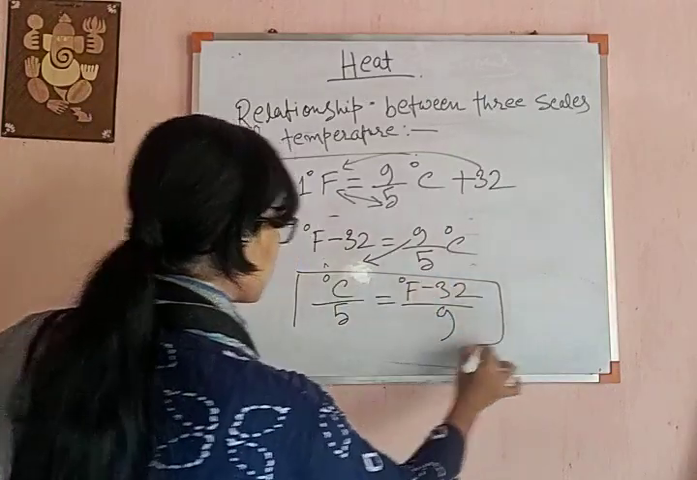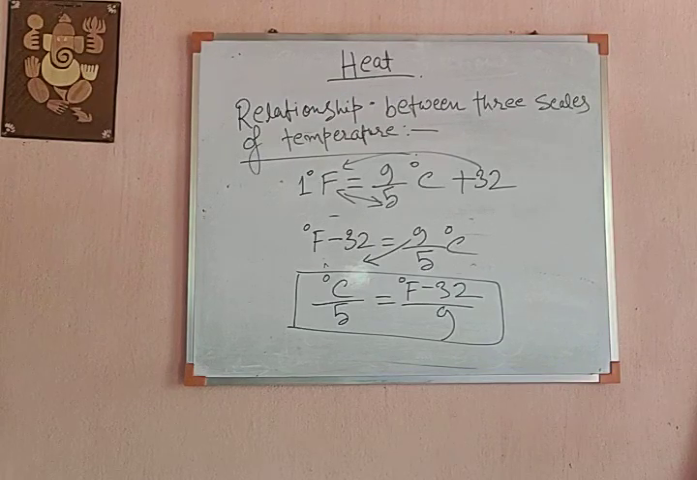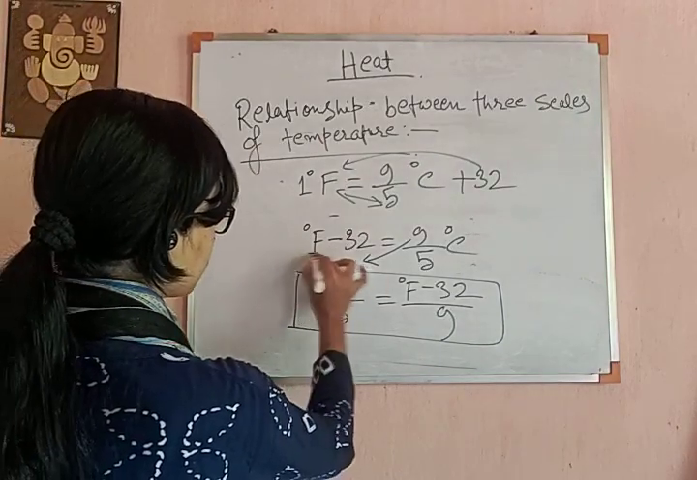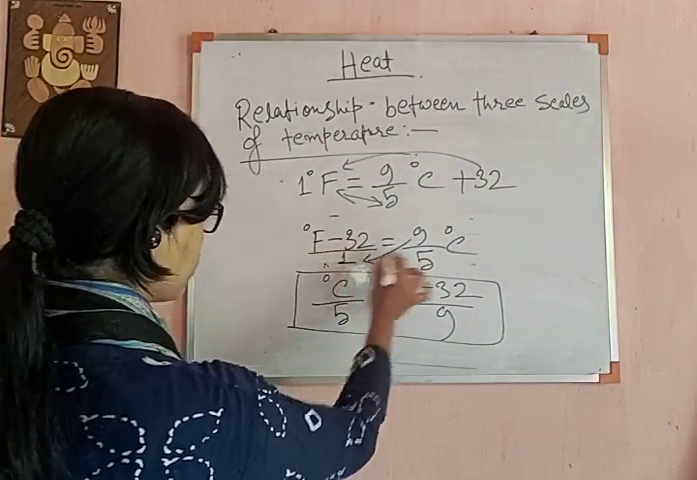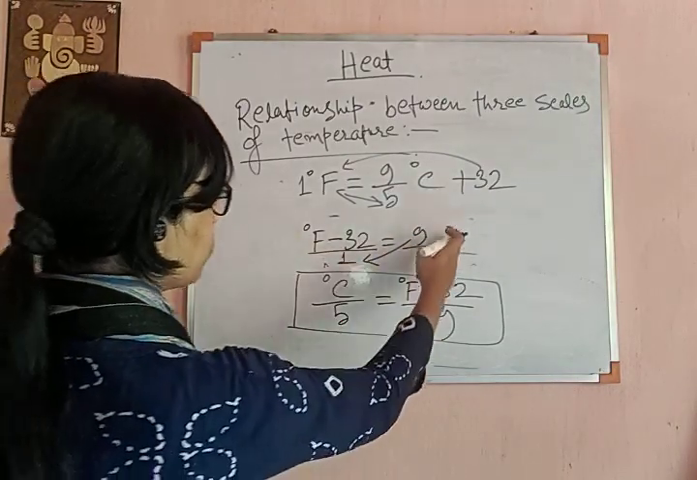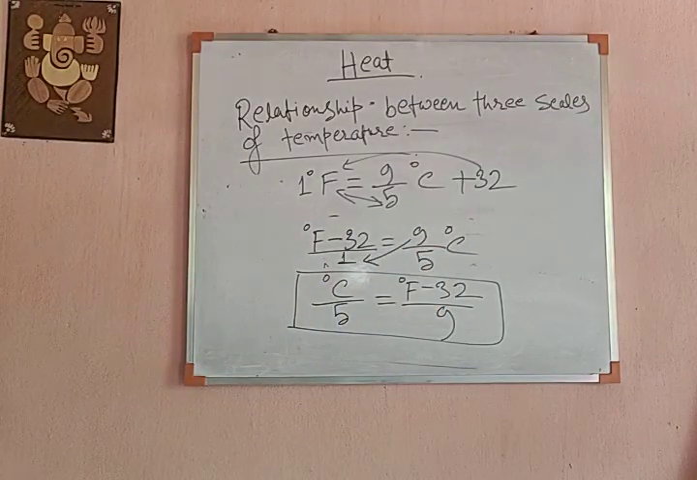So this is the correlation between degree Celsius scale and Fahrenheit scale. So 1 degree Fahrenheit equal to 9 by 5 degree Celsius plus 32, that we are getting from the relationship between divisions of two scales. And finally we are getting degree Celsius by 5 equal to F minus 32 by 9. This is just the cross multiplication. If there is nothing, then that means there exists 1. So 9 into 1, so it becomes 9. F minus 32 by 9 is equal to degree Celsius by 5. This is the final. So in the next class we will discuss different examples, how to convert between different scales.